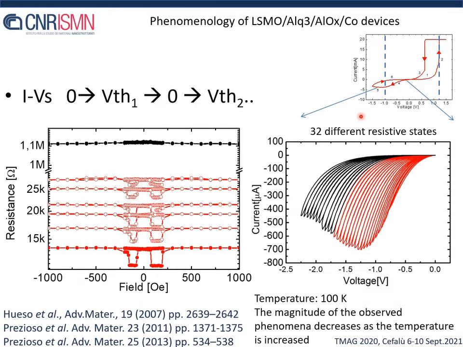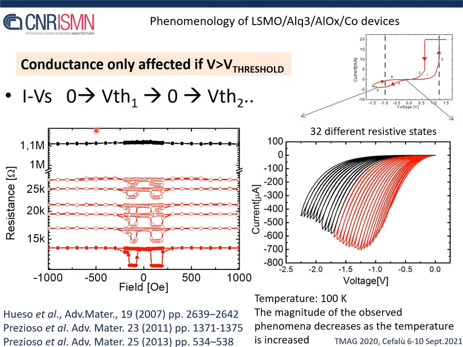What makes these devices unique is the interplay between the resistive state and the magnetoresistance. As you can see, the magnetoresistance is maximum when the conductance is greatest, and it decreases as the conductance becomes smaller, eventually vanishing. In order to effect a change in conductance, the applied voltage needs to exceed a threshold. For example, the 100 millivolts applied to measure the magnetoresistance do not change the conductance of the device.